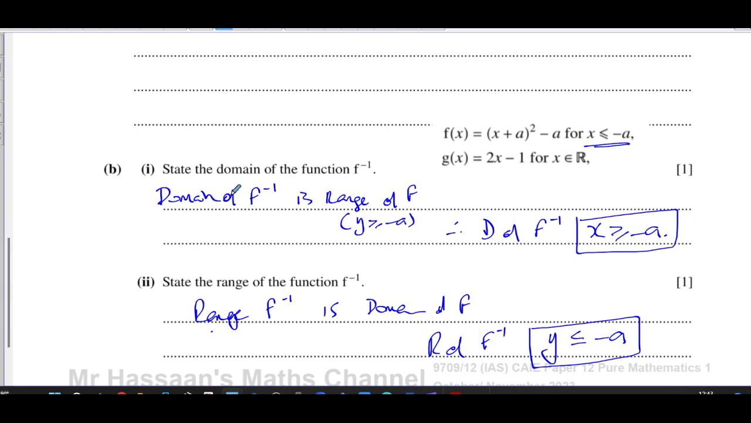Okay, the domain of the inverse is the same as the range of the original. The range of the inverse is the same as the domain of the original in terms of the values. But when you write domain, you have to write x. When you write range, you have to write y, because domain is the x values and range is the y values. Okay, so there's the answer to part B, 1 and 2.